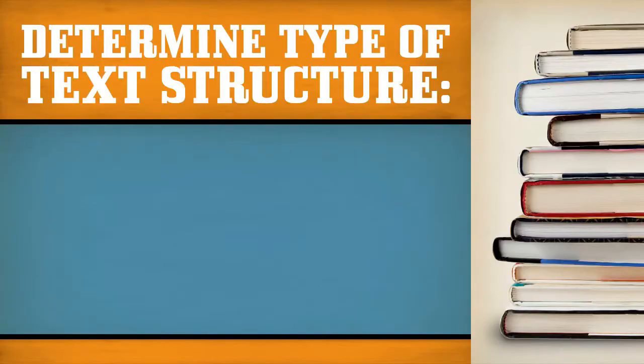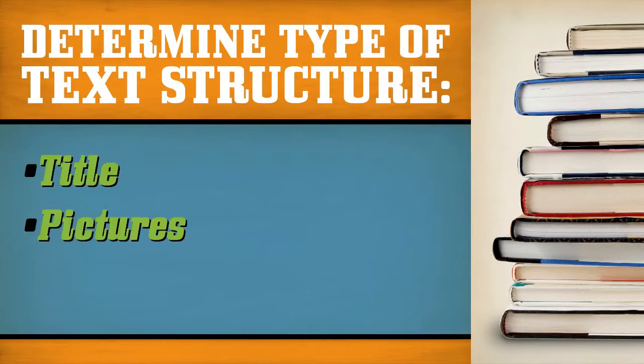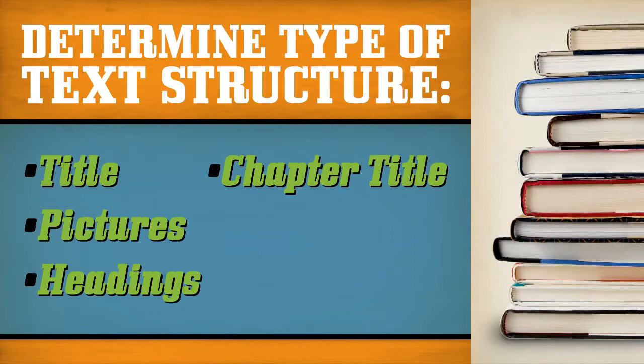Good readers determine what type of text structure they're dealing with by looking at the title, pictures, headings, chapter title, or any other clues in the text that will help them determine how it is organized.